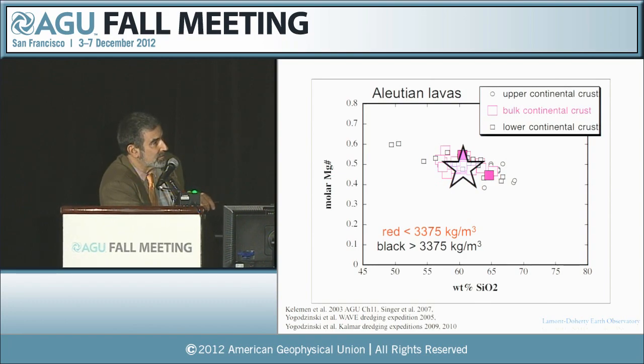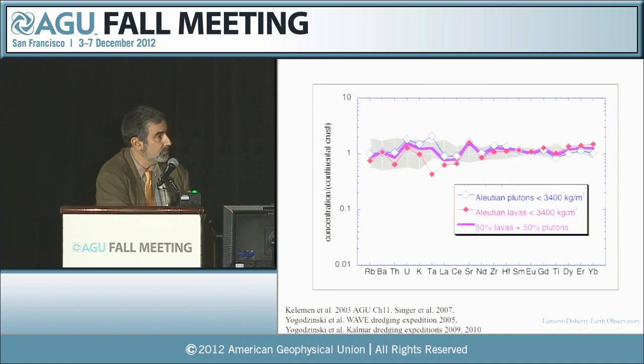So these red rocks would be buoyant with respect to the overlying mantle, and these black rocks would be neutrally or negatively buoyant with respect to the overlying mantle. And the average of the red stuff sits at that big star. If we then look at that density sorting and do the same thing for the plutons, we see again, if we add about half plutons and half buoyant lavas, we get this trace element pattern that corresponds very, very well to continental crust for basically the periodic table.